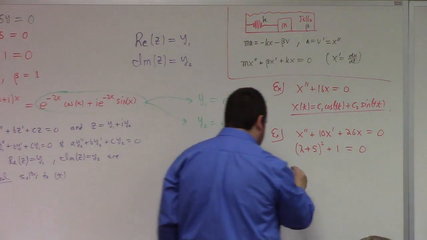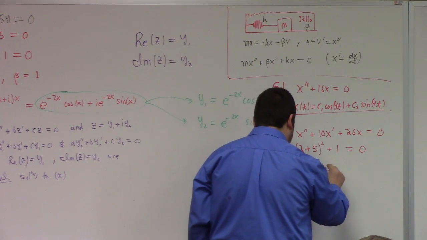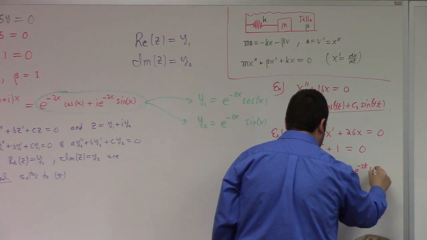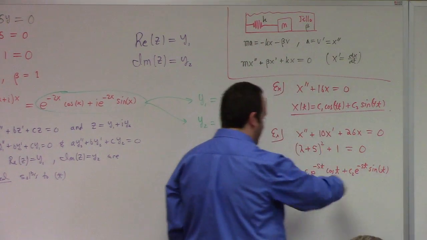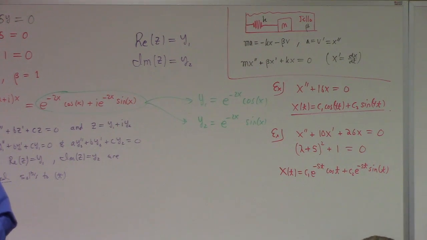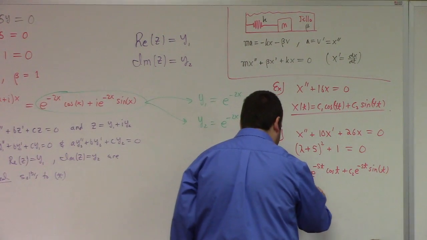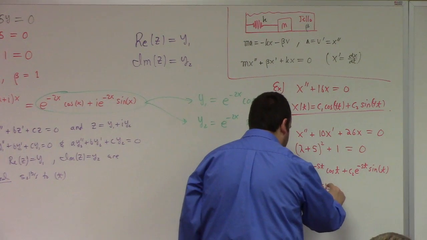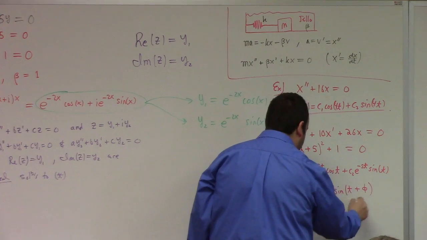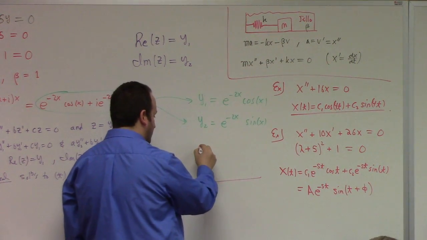And so the general solution looks something like this: x of t is equal to c1 e to the minus 5t cosine t plus c2 e to the minus 5t sine t. This is called weak damping, so this is damped motion. You can rewrite this as an amplitude times e to the minus 5t times the sine of t plus some phase angle phi. That's just algebra.